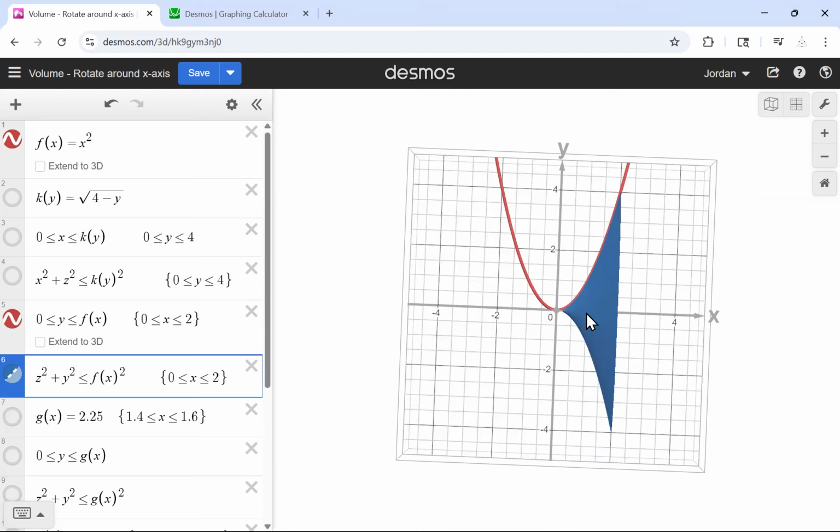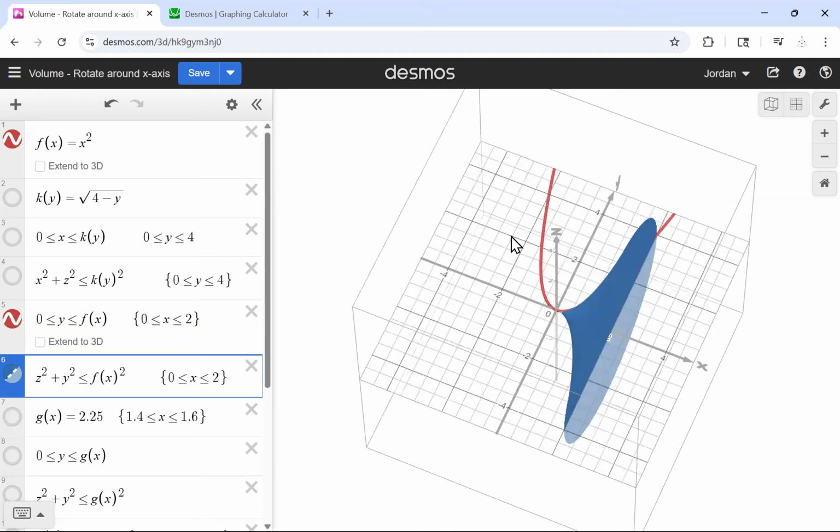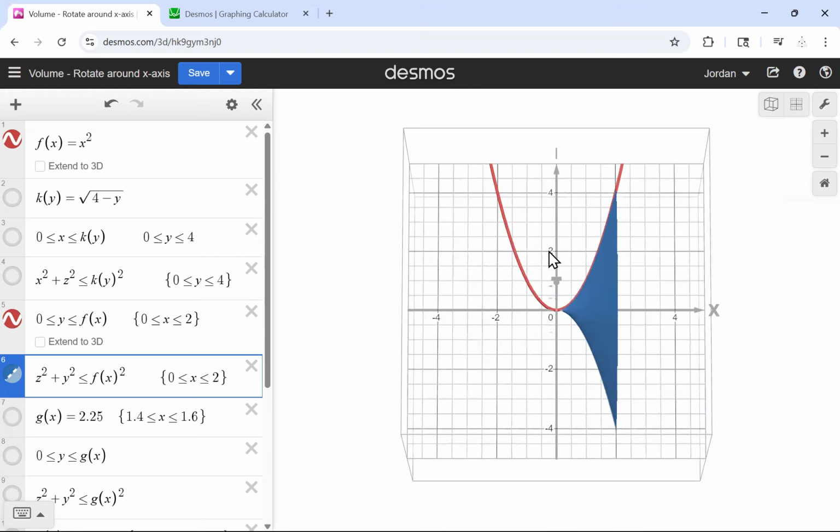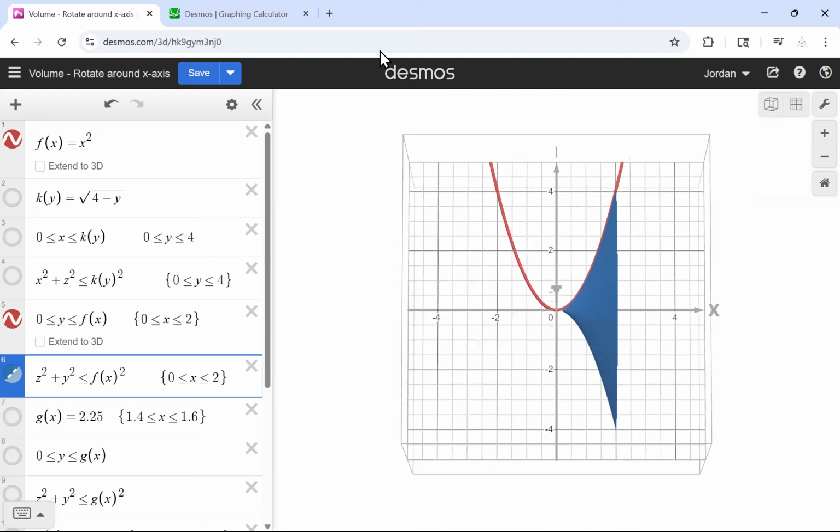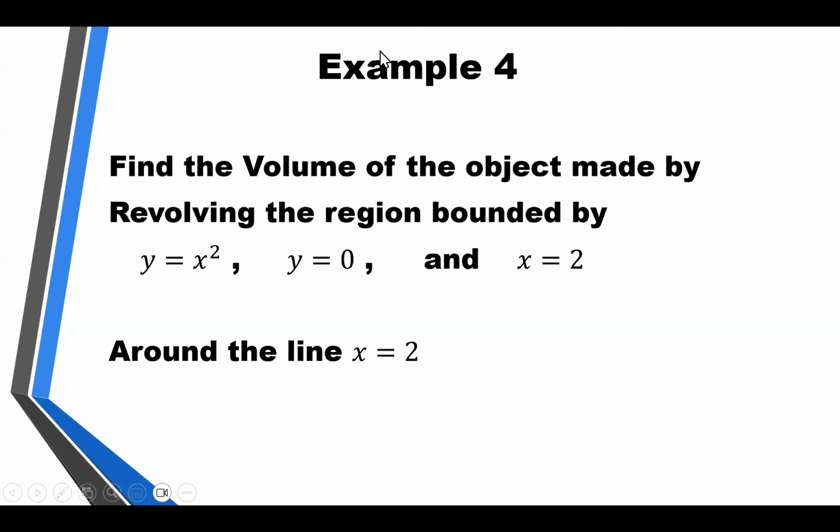Again, very different shapes than some of the other ones we've seen. Let's try one more. Let's take the same region, but instead of rotating it around the x-axis or the y-axis, let's rotate it around the line x equals 2. So that's the vertical line x equals 2, and we want to rotate it around that line.